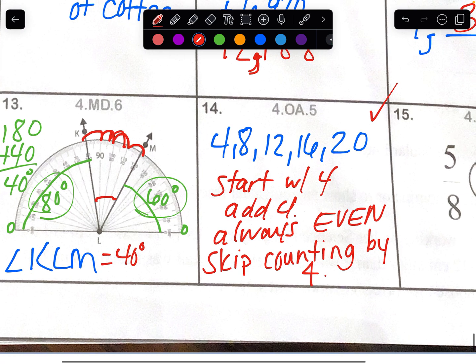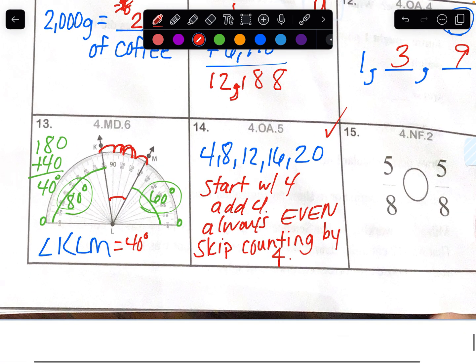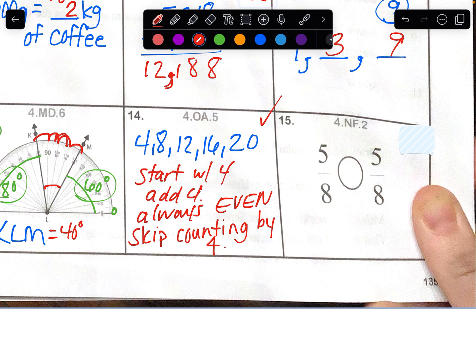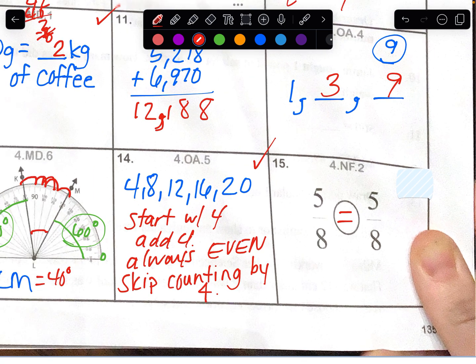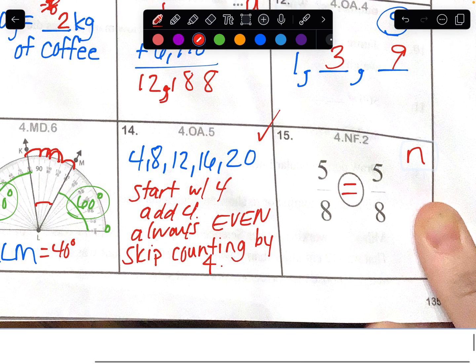All right, 15, we're comparing fractions. The first thing you should notice, well, actually, the numerators and the denominators are exactly the same. So we should have an equal sign here. And your last secret letter is an N.